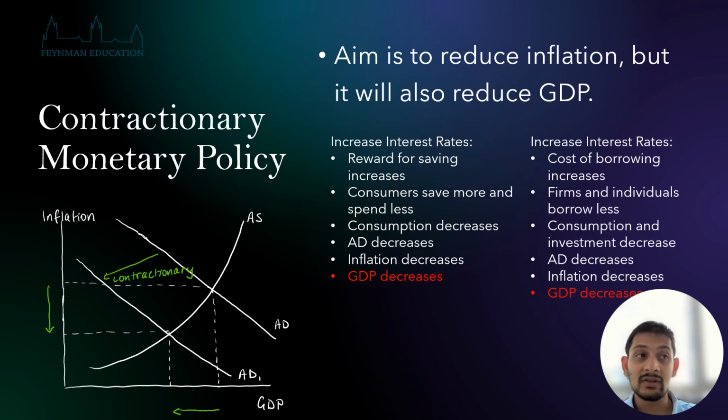The other alternative would be to look at it from the idea of loans. The cost of borrowing would increase. It becomes more expensive for you to get out a loan. Therefore, firms and individuals would borrow less money, which would lead to less consumption and investment because loans are more expensive. So therefore, aggregate demand would decrease, inflation would decrease, and GDP would also decrease.